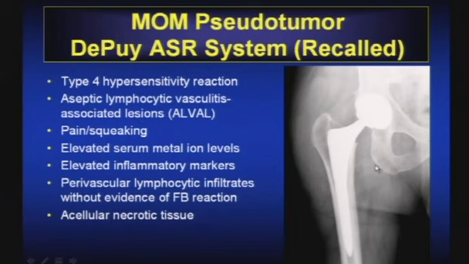So if you look at this case, right, here's your metal on metal total hip replacement, and you think, gosh, it looks pretty good. I don't see anything going on there. Look at the soft tissues, window up the soft tissues, and what do you see? A big fluid collection here.